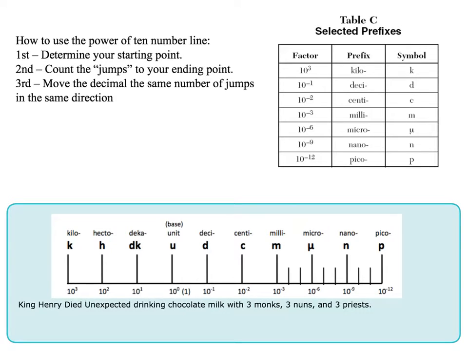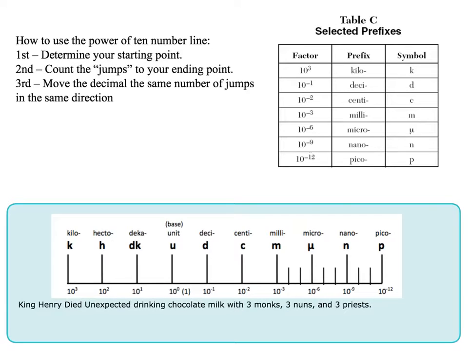There are many ways to convert between metric units of measurement, though I have found making and utilizing a power of 10 number line to be the easiest technique. Write down these 3 steps so you know how to use the power of 10 number line.